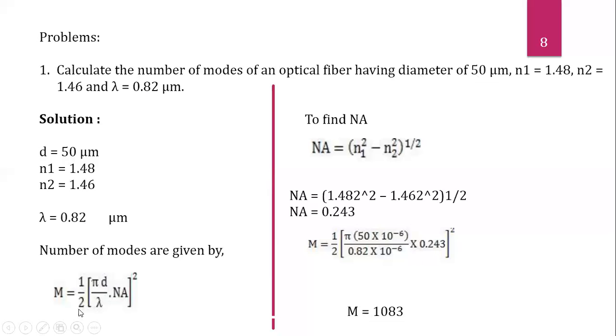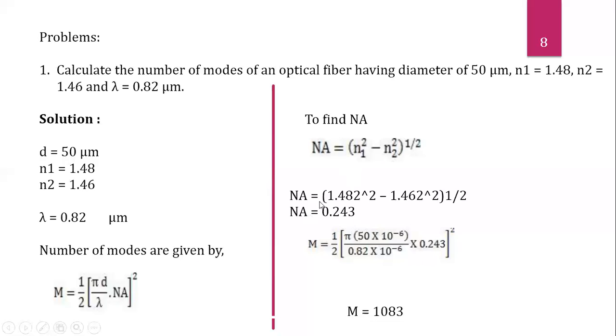To find out the number of modes, first we have to find out the value of numerical aperture, right? So we know the formula to find out the numerical aperture. What is the formula? That is N1 square minus N2 square the whole power 1 by 2, that is the root of N1 square minus N2 square. Now by substituting the values of N1 and N2, we will get the numerical aperture value equal to 0.243.